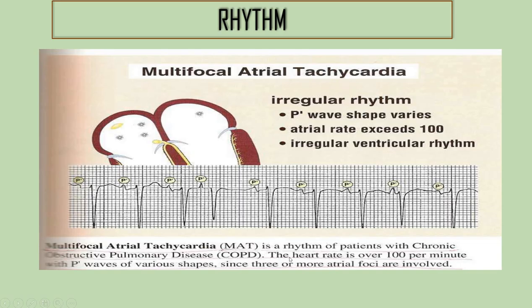Multifocal atrial tachycardia is a rhythm of patients with chronic obstructive pulmonary disease. The heart rate is over 100 per minute with P prime waves of various shapes since 3 or more atrial foci are involved.